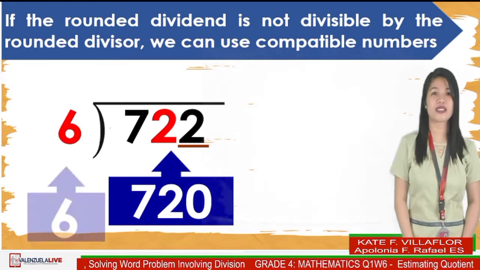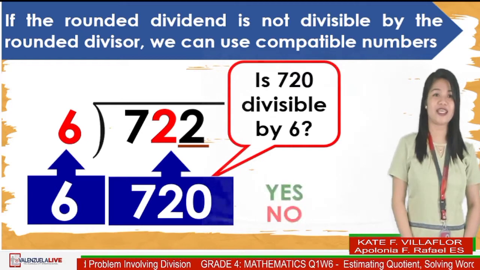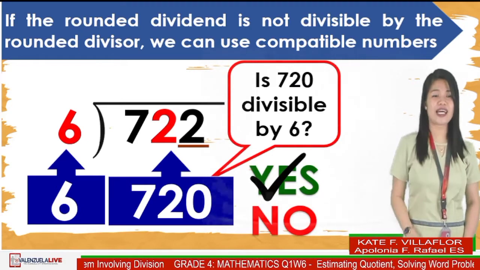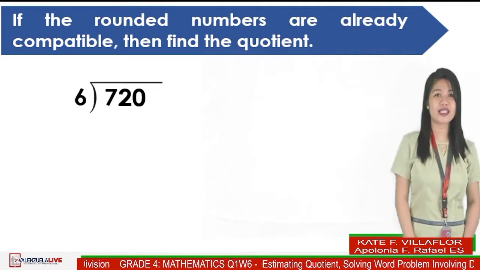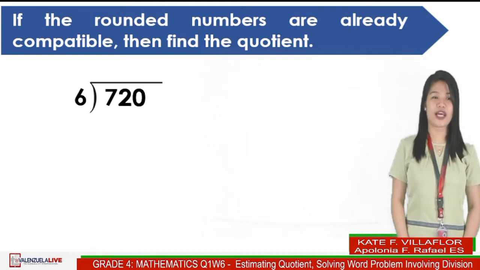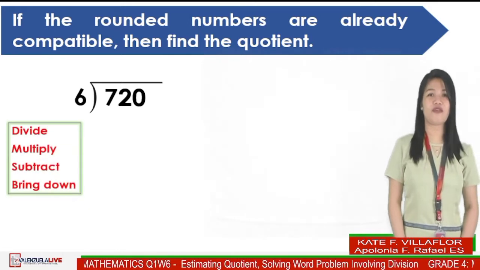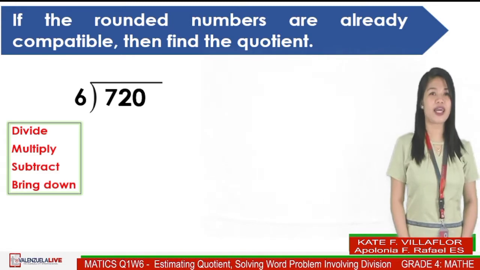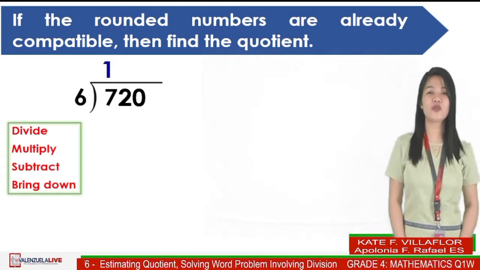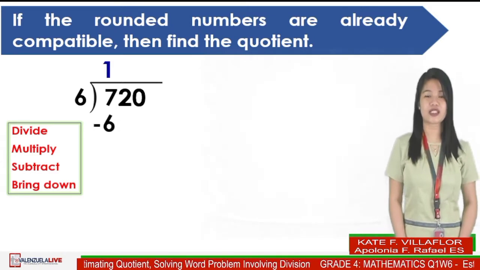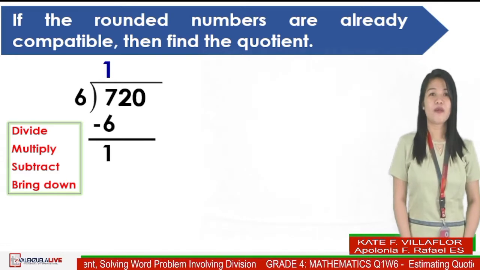Then copy 6. Is 720 now divisible by 6? Yes or no? Yes! The answer is yes. 720 is divisible by 6. If the rounded numbers are already compatible, then find the quotient. Remember the 4 steps in dividing. First thing to do is to divide. 7 divided by 6, the answer is 1. The next is to multiply. 1 times 6, the answer is 6. Then subtract: 7 minus 6, the answer is 1. Then bring down 2.